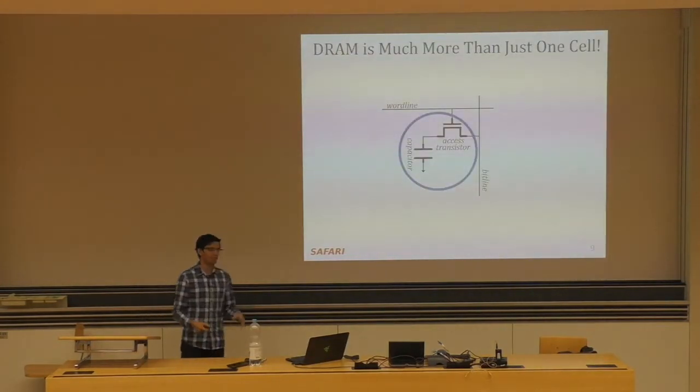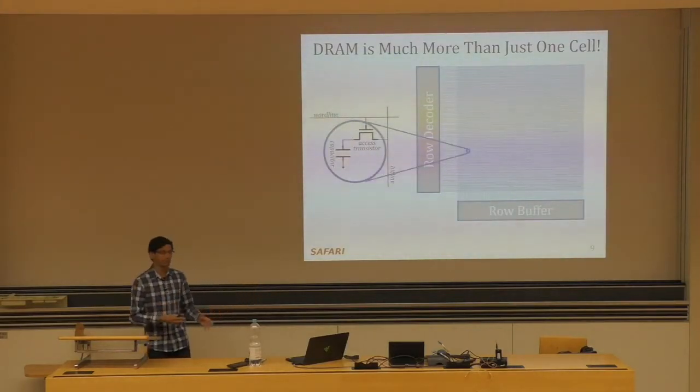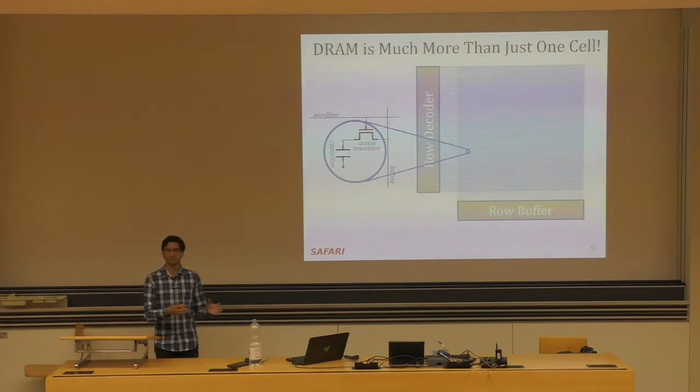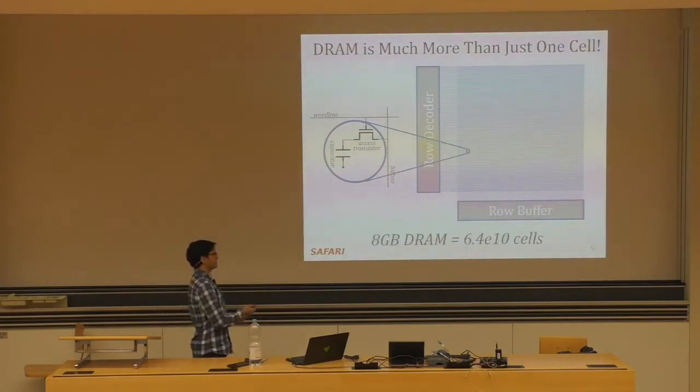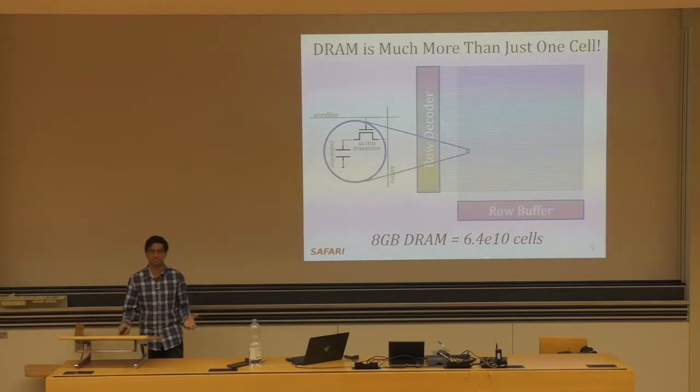So we have to keep in mind that DRAM is actually much more than just one cell. And in fact, there's actually hundreds of billions of cells in a typical DRAM device. Any one of these cells can experience a retention failure, right? And so just as a specific example, an 8 GB DRAM device contains 64 billion cells, right?